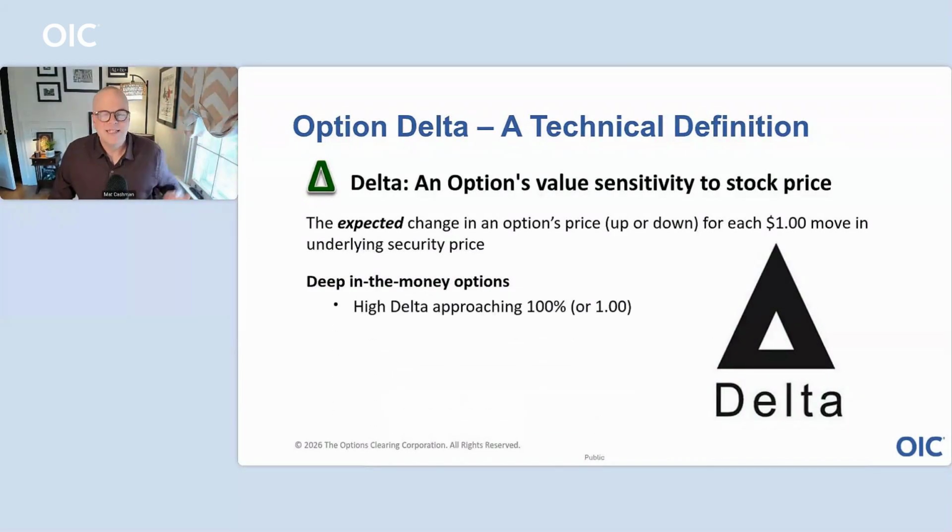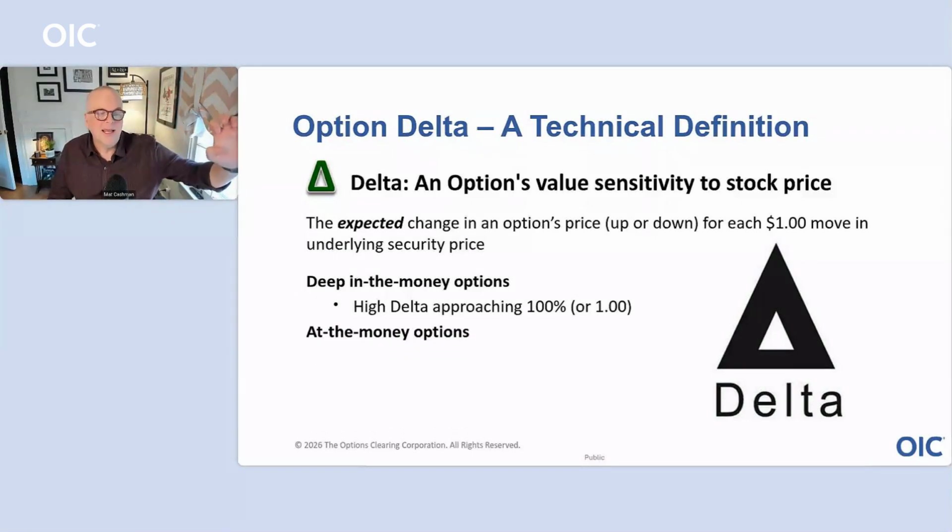The first one is the deep in the money options, high delta options approaching the upper boundary of 100. Any one option can only get to the upper boundary of 100 delta. Why? Because if you think about delta as the percentage of the underlying move that the option's price should move, you're never going to find one option that's going to move more than 100% of that $1 move in the underlying. And so the upper boundary of high delta options is 100.